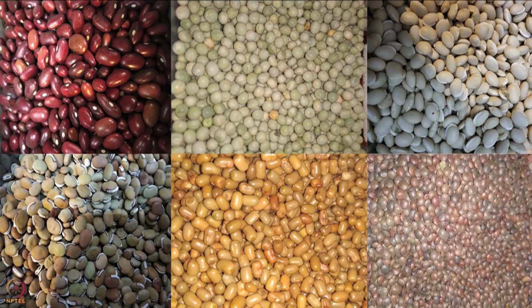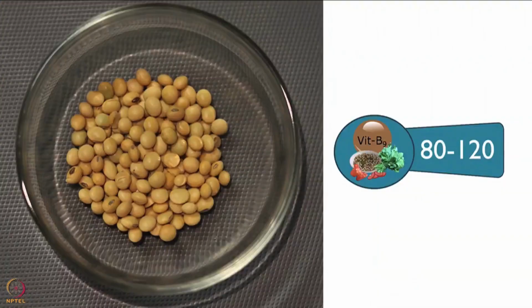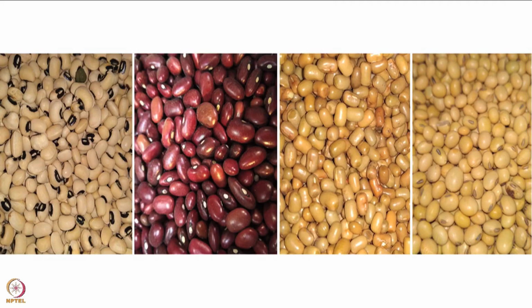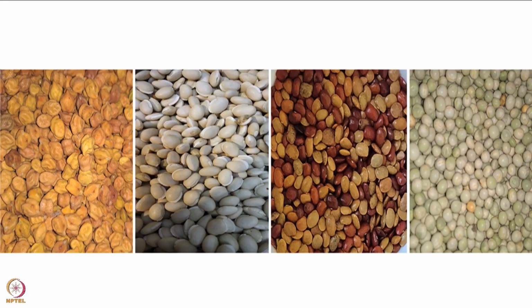Beans are excellent source of folate. 30 grams or half cup of uncooked beans gives about 80 to 120 micrograms of folate. Cowpea, kidney beans, moth beans, soya beans are a few examples. Even Bengal gram, field beans, horse gram, dry peas are good sources.